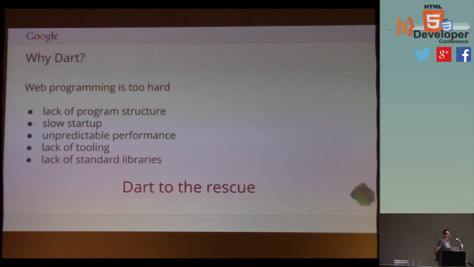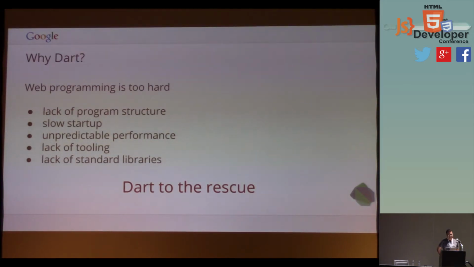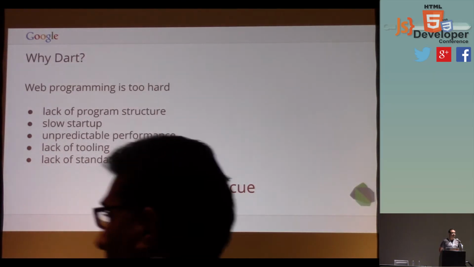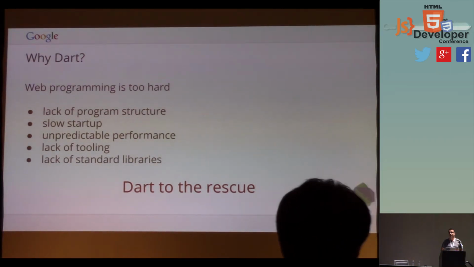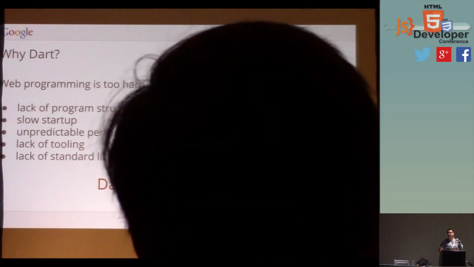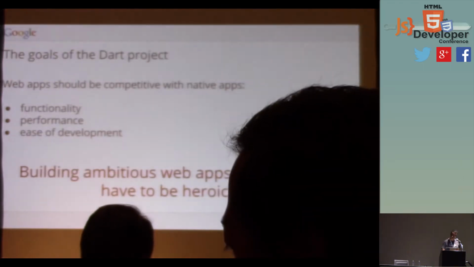OK, so first of all, why Dart? Why is Google expending all these resources in creating a new language, a new platform? Mostly because we believe that programming for the web is just too hard. Web applications often lack really good program structure. They start slowly, they run unpredictably. There's a lack of really good tooling in the web platform, and there's a lack of standard libraries. Anyone who develops for the web sees this and lives with this all the time. So that's where Dart comes in and hopefully rescues things.